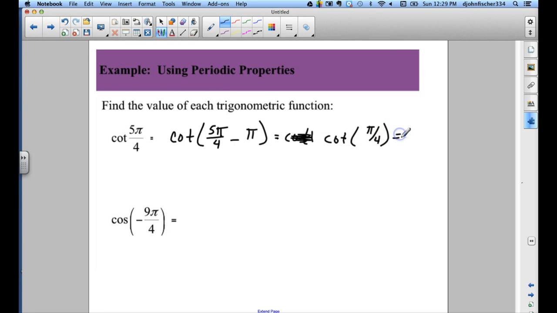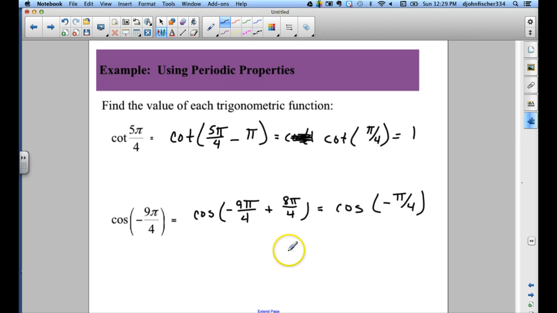So that equals 1. Now cosine of negative 9 pi over 4 plus 2 pi, and 2 pi is the same thing as 8 pi over 4, which is equal to the cosine of negative pi over 4. Now we know that the cosine function is even, so that means it's the same as the cosine of pi over 4. And the cosine of pi over 4 is the square root of 2 over 2.